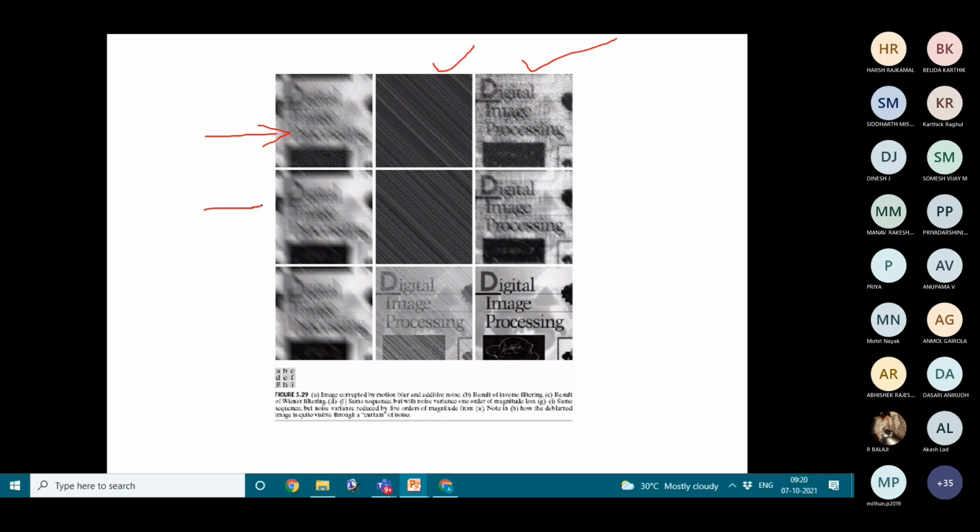The same sequence: after the filtering has happened, it is with noise variance one order of magnitude less, so the magnitude has been reduced. This is the result of inverse filtering on this, and this is the result of Wiener filtering on that. And here the magnitude has been increased. Now this is the result of inverse filtering, and this is the result of Wiener filtering.